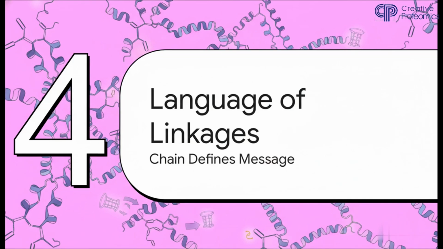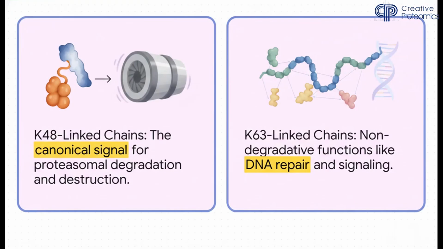We've been talking about how the tag gets put on. But the real secret, the real language, is in the tag itself. It turns out it's not just that a protein gets tagged with ubiquitin, it's how it gets tagged. The actual structure of the ubiquitin chain forms a distinct message, and that message dictates a very specific outcome for the protein. And this slide just illustrates the power of this code perfectly.